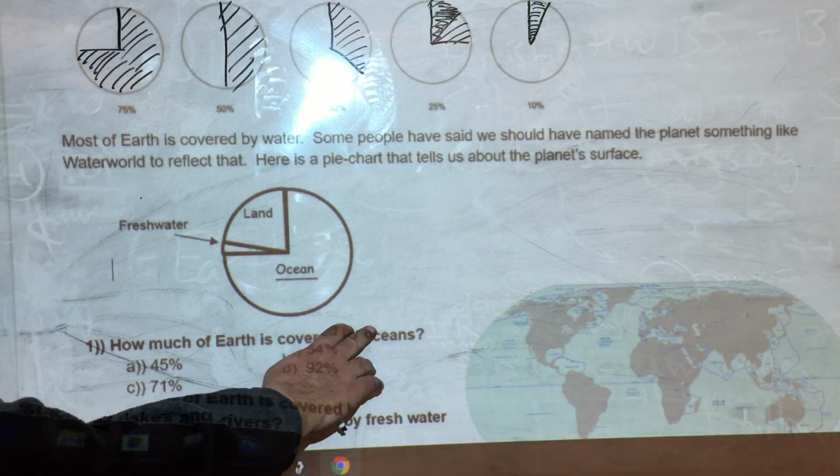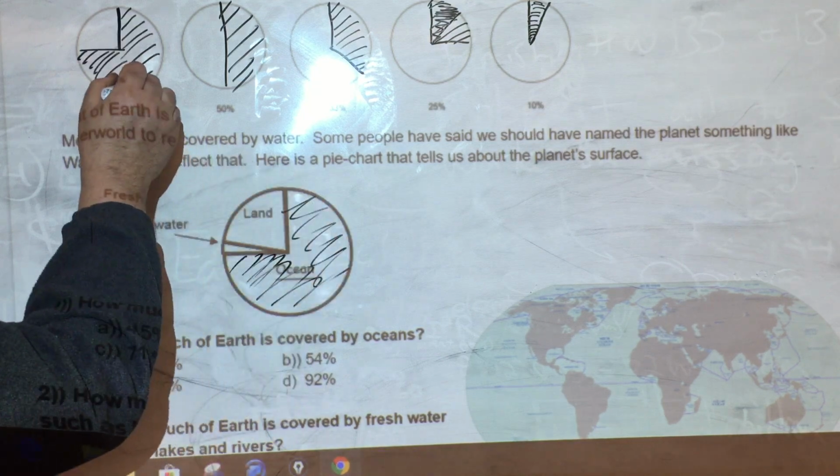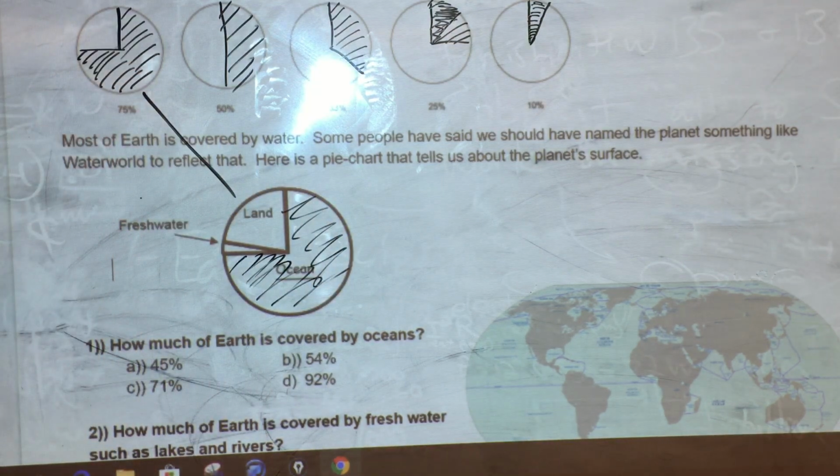So how much of the Earth is covered by oceans? Well, this much here is pretty much the same as that pie chart there. So it's close to 75%. And so we're going to circle 71 right there.